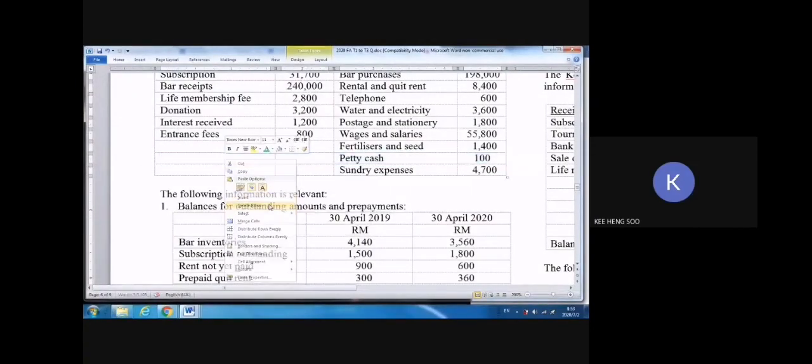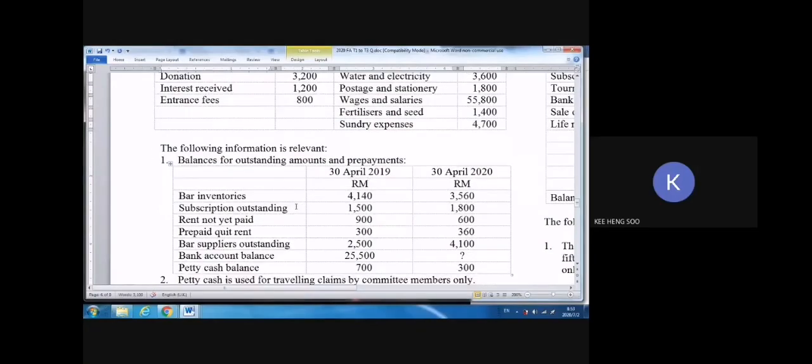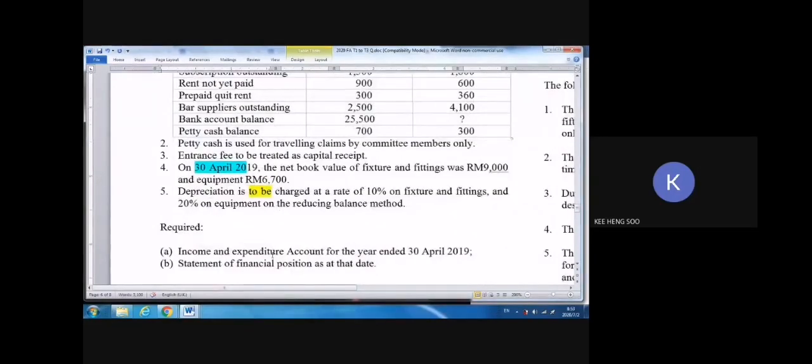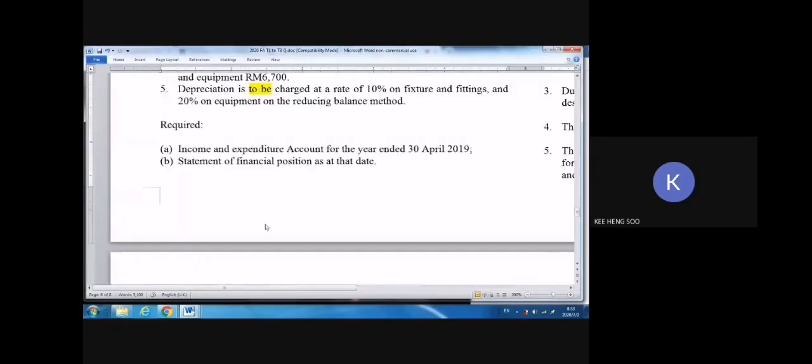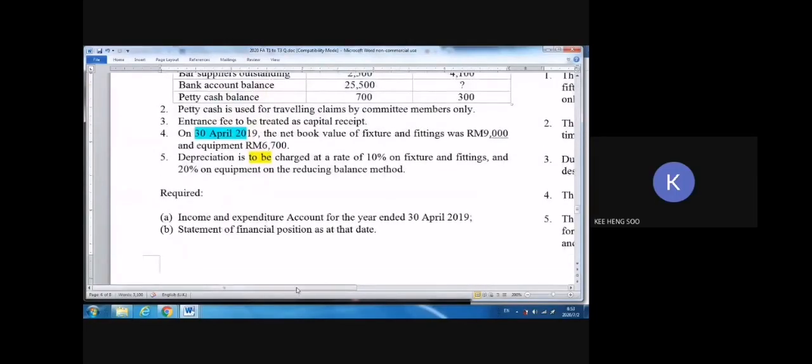My tip is, you read the question word by word. Make sure you are very clear. Okay? The paper is already sent for moderation, so we are handling the exam question and the coursework very carefully. Okay. Next.